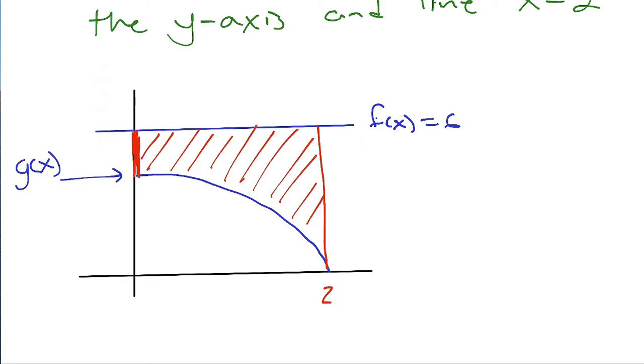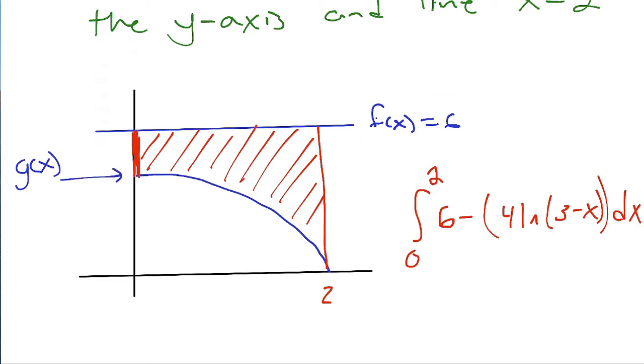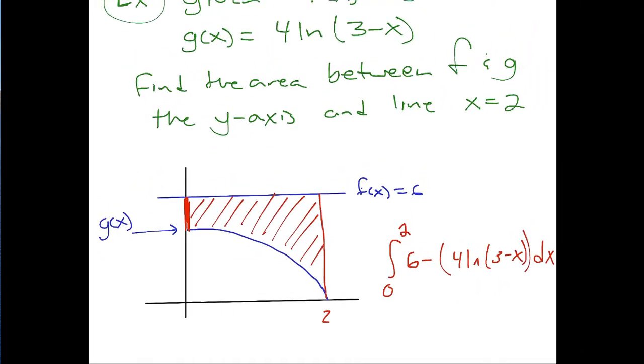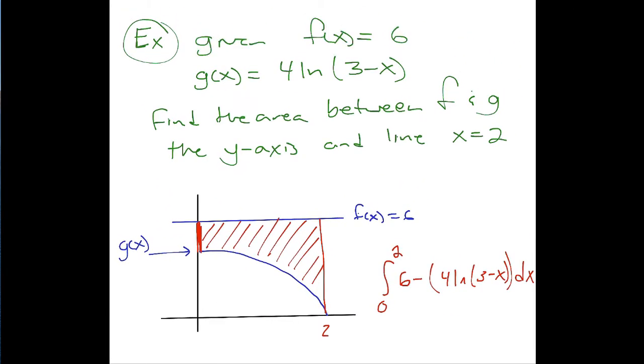So if you were going to calculate this region, it would be this region right here. I'd have to use a calculator for it because this isn't the easiest thing to integrate. But I'd integrate from 0 to 2 the top curve, which is 6, minus the bottom curve, which is 4 times the natural log of 3 minus x, with dx. And I get the area in between. That's pretty standard from what we did yesterday.